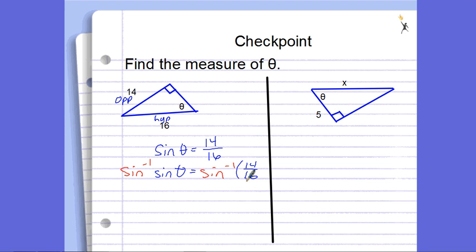So that these will cancel. So theta is equal to the inverse sine of 14 over 16. So in your calculator, do the inverse sine of 14 over 16. And basically theta is equal to what? 61.04. So then that's 61 degrees.